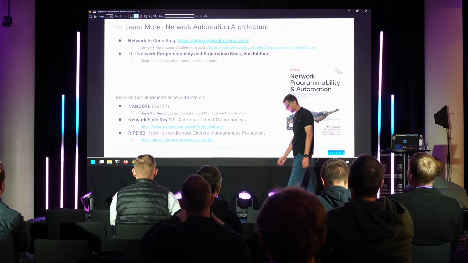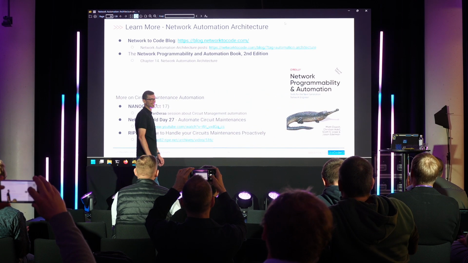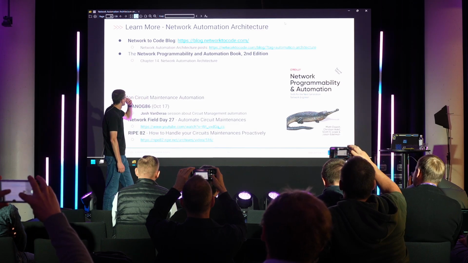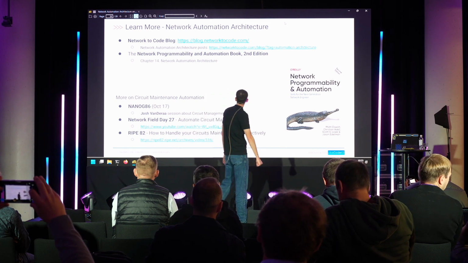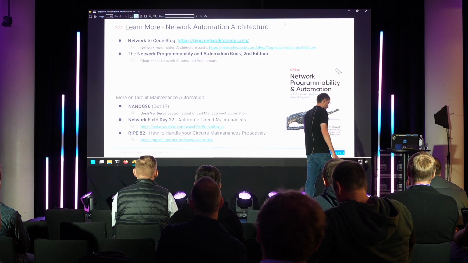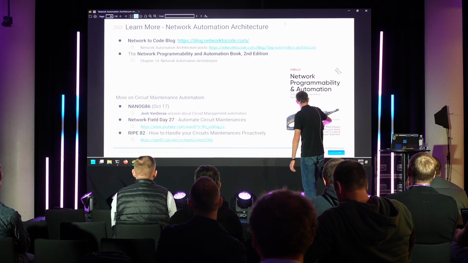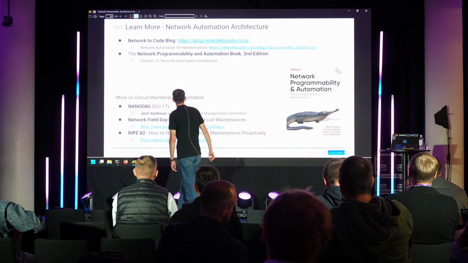So that's it. That was my demo. And that was design-driven development and network automation architecture. If you want to learn a bit more about network automation architecture, we've got a series of blog posts on the Network to Code blog. We have a chapter on network automation architecture in the Network Programmability and Automation book. It's been written, among other people, by the founder of NTC, Jason Edelman, and my friend Christian Adell.